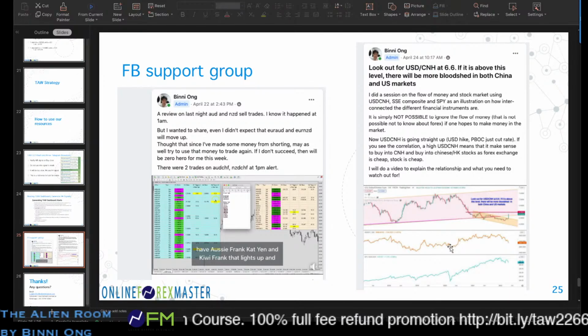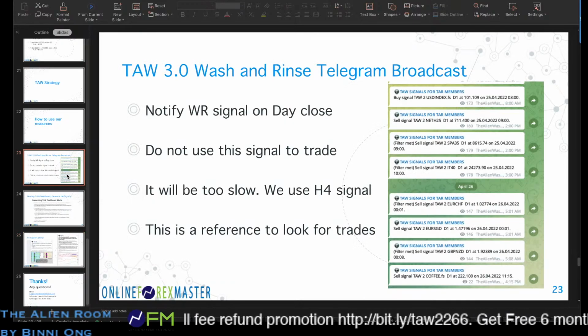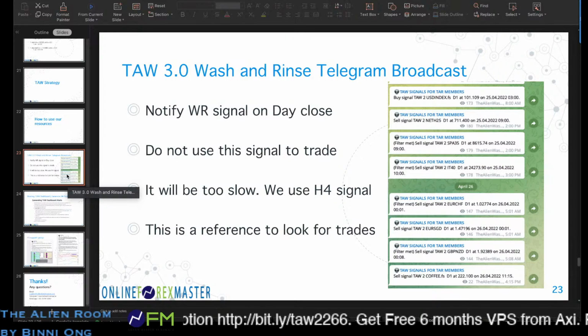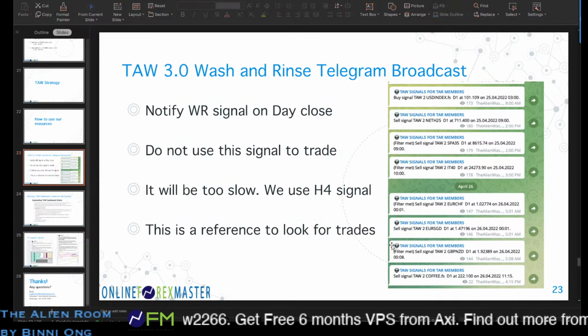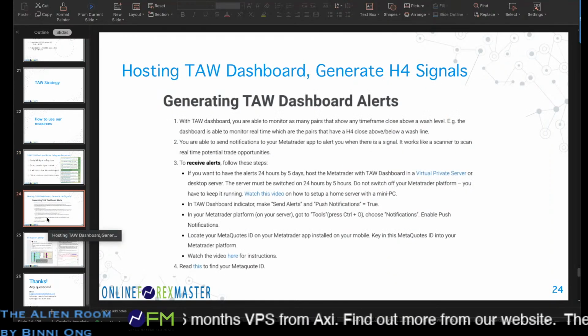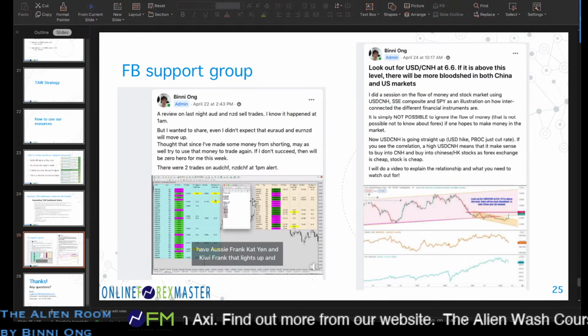So, 3 resources you want to have. One is the Telegram daily broadcast alerts that tell you on the wash and rinse. So that's a good reference. It tells you which trades have a wash and rinse. But you really, really want to have dashboard alerts, which is H4 alerts. And lastly, you want to have that Facebook support.